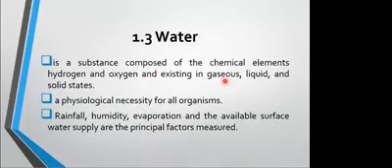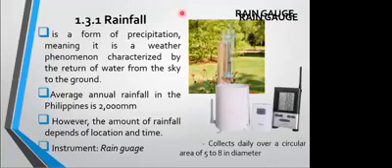Let us first discuss rainfall. Rainfall is a form of precipitation, meaning it is a weather phenomenon characterized by the return of water from the sky to the ground. You know the water cycle already: evaporation, condensation, and then precipitation. Mostly this is measured by a rain gauge.